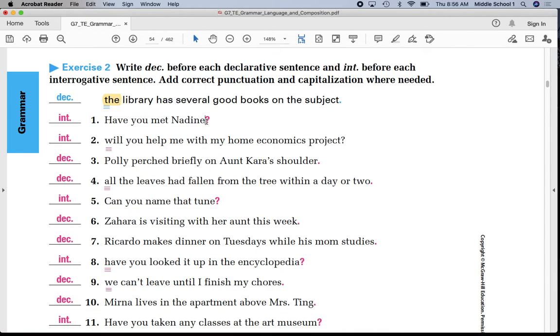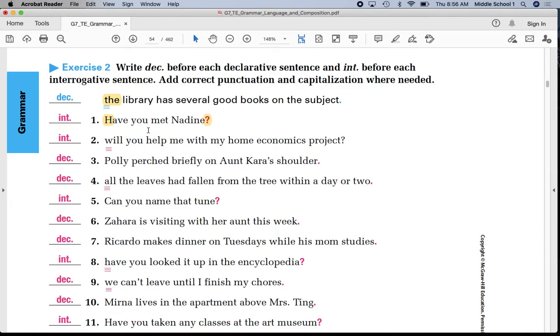Does it need a punctuation at the end of the sentence? We're going to put that there too. Class, there's 3 things we want to be remembering. Number 1, does it have a capital letter? If not, put a line underneath. Number 2, does it have punctuation? If not, add it. Number 3, put I or D on the blank if it's interrogative or declarative.